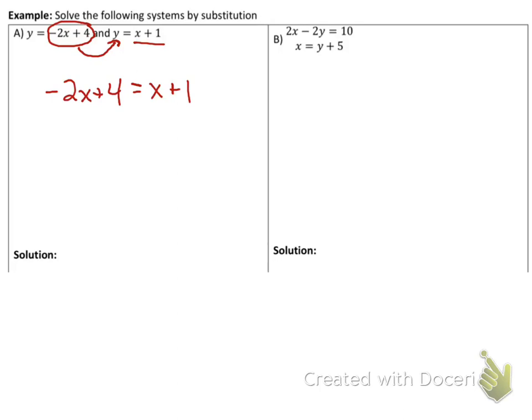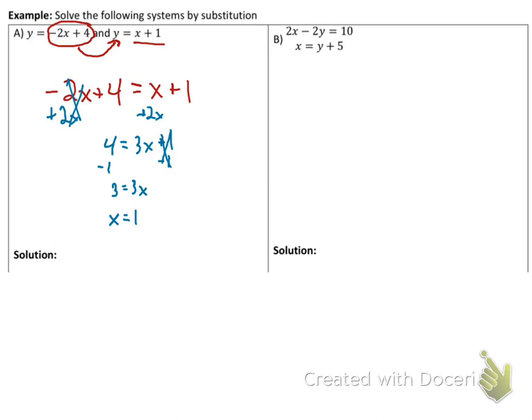So you'll notice we used the power of substitution because y was by itself. Y equaled negative 2x plus 4. So I take that negative 2x plus 4, and everywhere I see a y in the second equation, I substitute it in. Now I have an equation with just x's, which I know how to solve. Okay, I'm going to add 2x to both sides. So I'm going to get 4 equals 3x plus 1. Subtract 1, and I'll have 3 equals 3x. So x is going to equal 1.